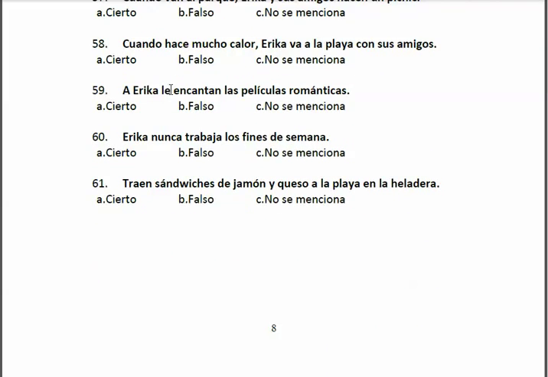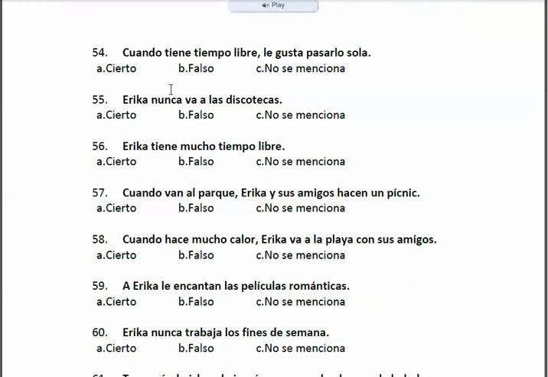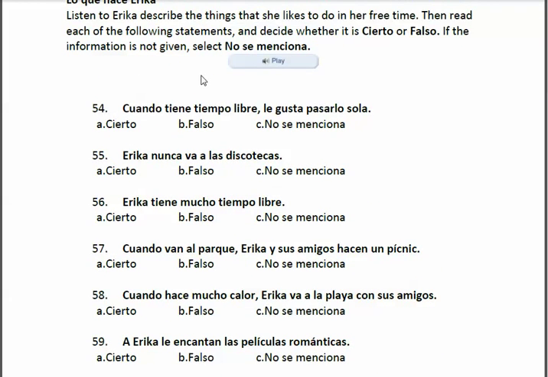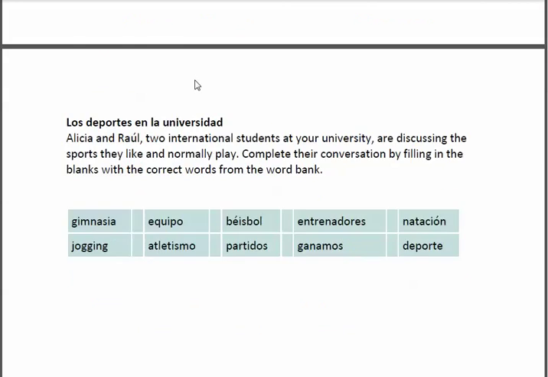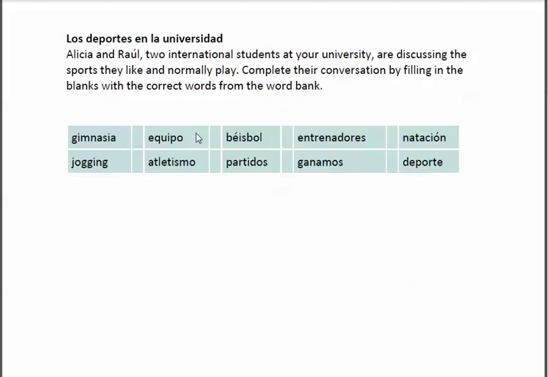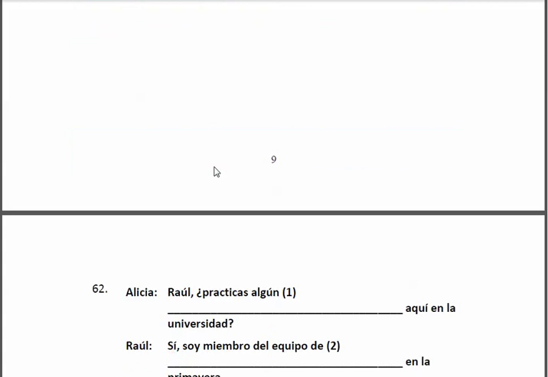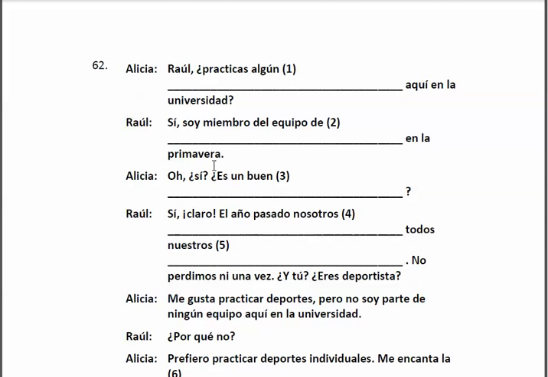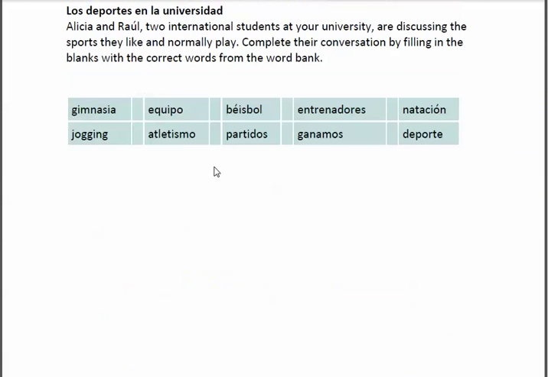This I'll play multiple times in the classroom, or if you're doing this online, you'll be listening to it multiple times before you mark your answer. Los deportes en la universidad. Alicia and Raúl are 2 international students at your university. They're discussing the sports they like and normally play. Complete their conversation by filling in the blanks with the correct words from the word bank. So there's your sports, which could help you probably with some of the other activities up above.